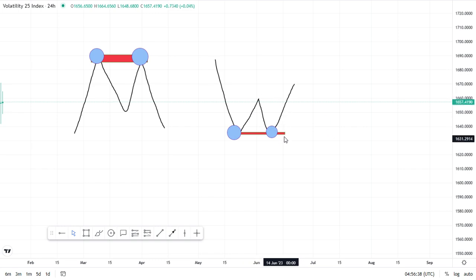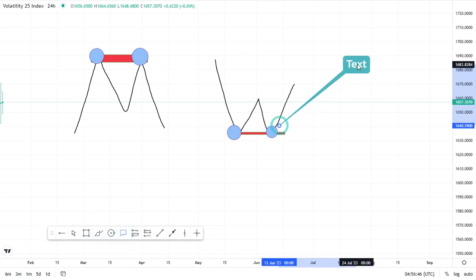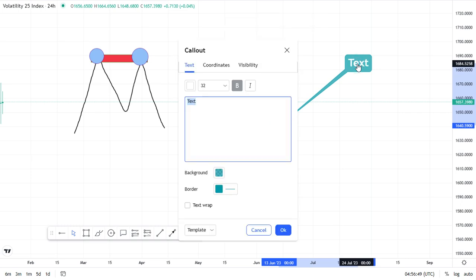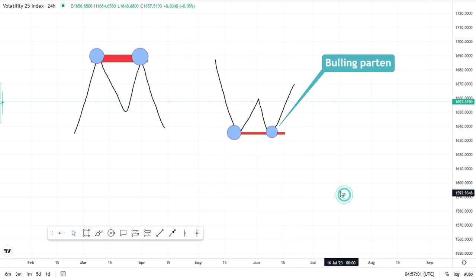Now this particular one is a reversal pattern, a bullish reversal pattern. Right, and this one is a bearish reversal pattern.